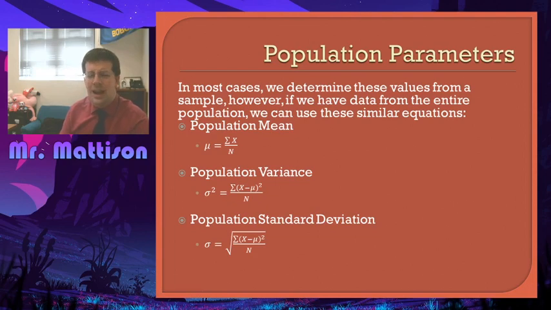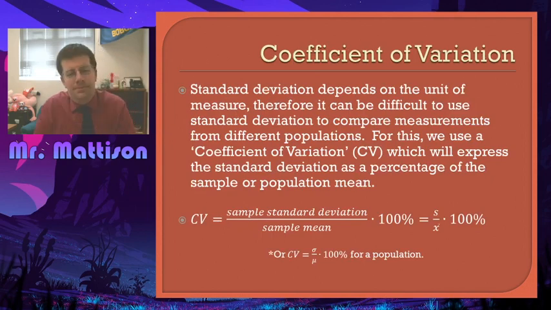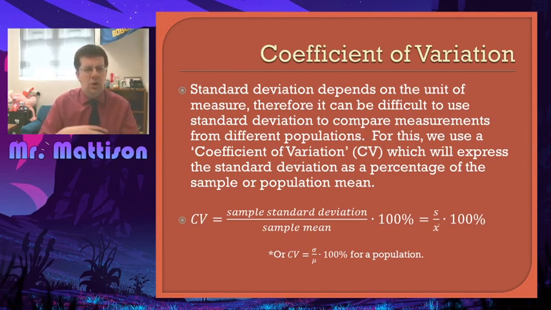So again, have those down, but you're not going to use those nearly as much as the ones for the sample standard deviation. Okay, so coefficient of variation: what this is doing is just taking that standard deviation and trying to normalize it so that we can compare it to other things.